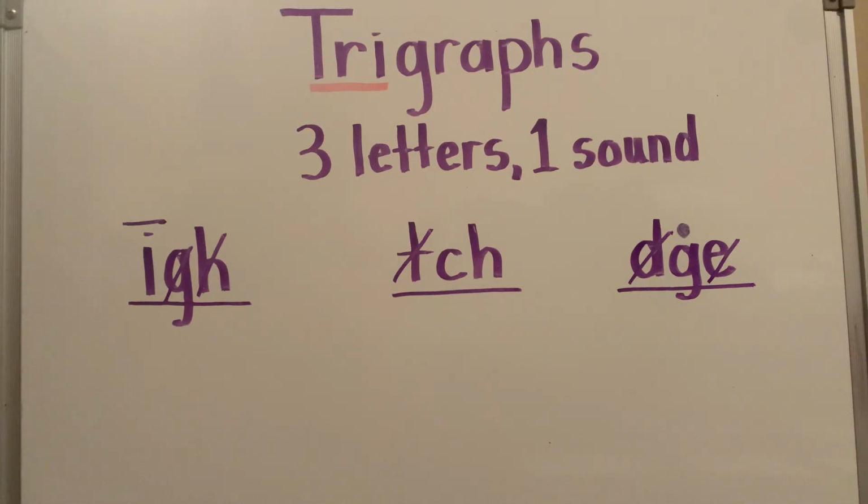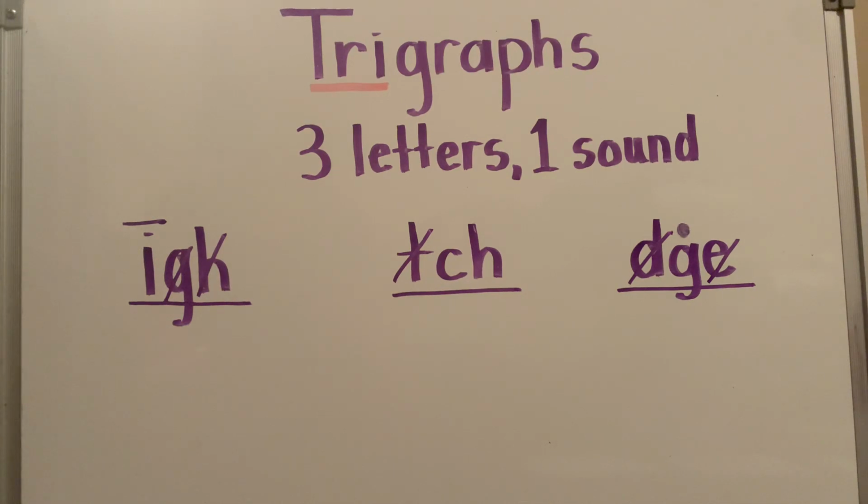Now, IGH is pretty easy when you're spelling with it. We know a lot of IGH words. We have night, might, flight, high, sigh, a lot of different IGH words, and they're pretty simple to remember. But TCH and DGE were a little bit trickier. Why were those two trickier?